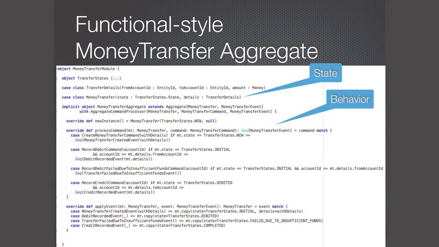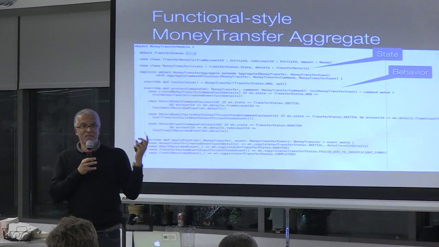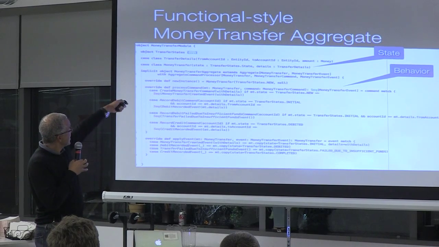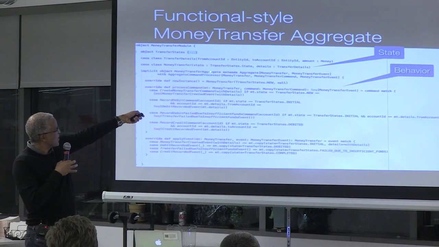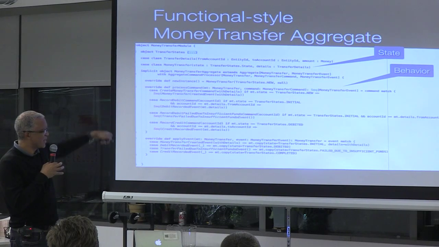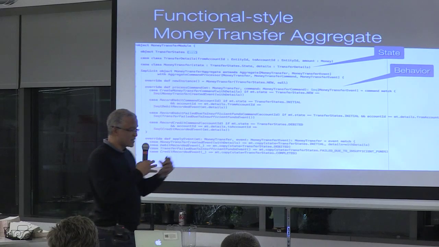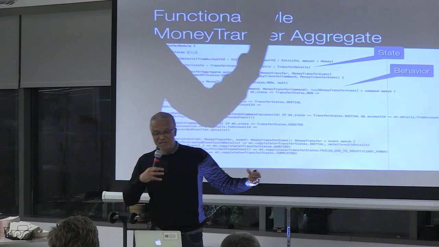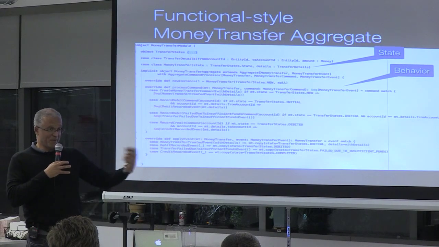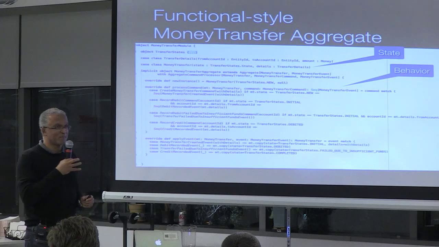So the code ends up being, this is a little hard to read, but here's the actual domain class, the money transfer, and it's just a straightforward case class with absolutely no behavior, just the state. And then there's an implicit object, a money transfer aggregate, that implements those two interfaces that has process command and apply command. And so there's the standard functional separation of state and behavior, which seems to be popular within the functional programming community.